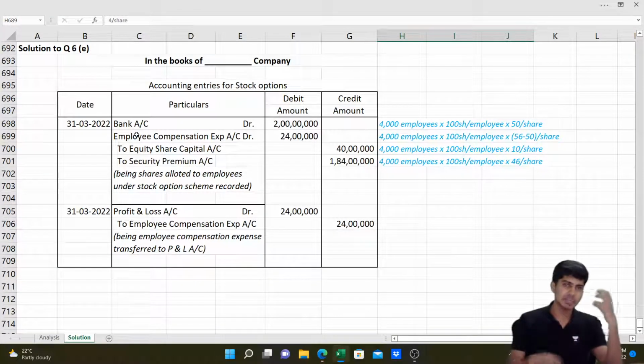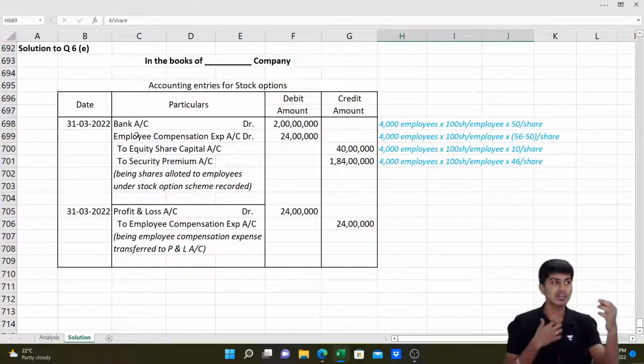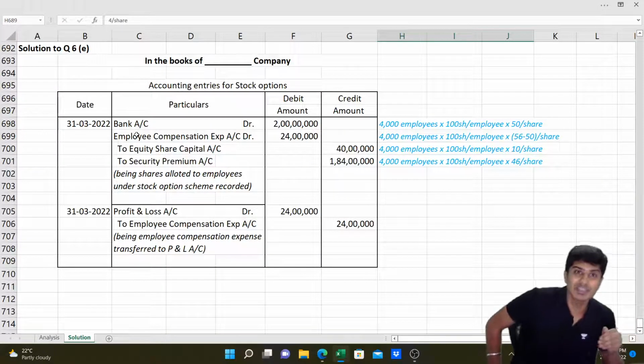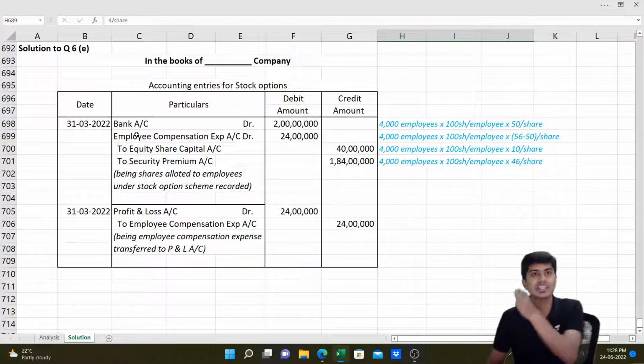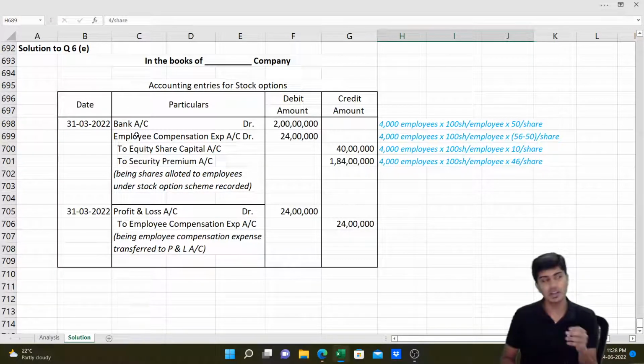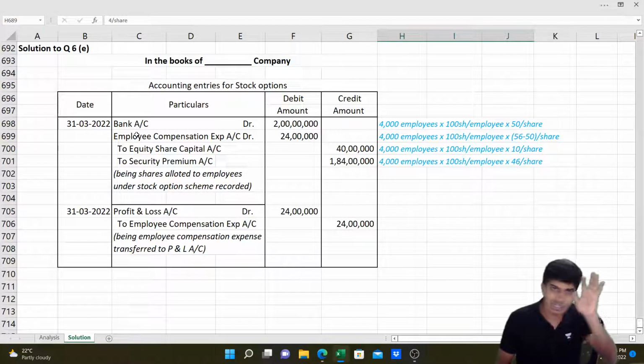Whenever the money is collected, bank account debit to the extent money is received. Employee stock compensation account debit to the extent it is the intrinsic value of the option. Company is giving the benefit. Credit equity share capital account first, that is the nominal value, and to security premium, that is for the difference between issue price and the nominal value.